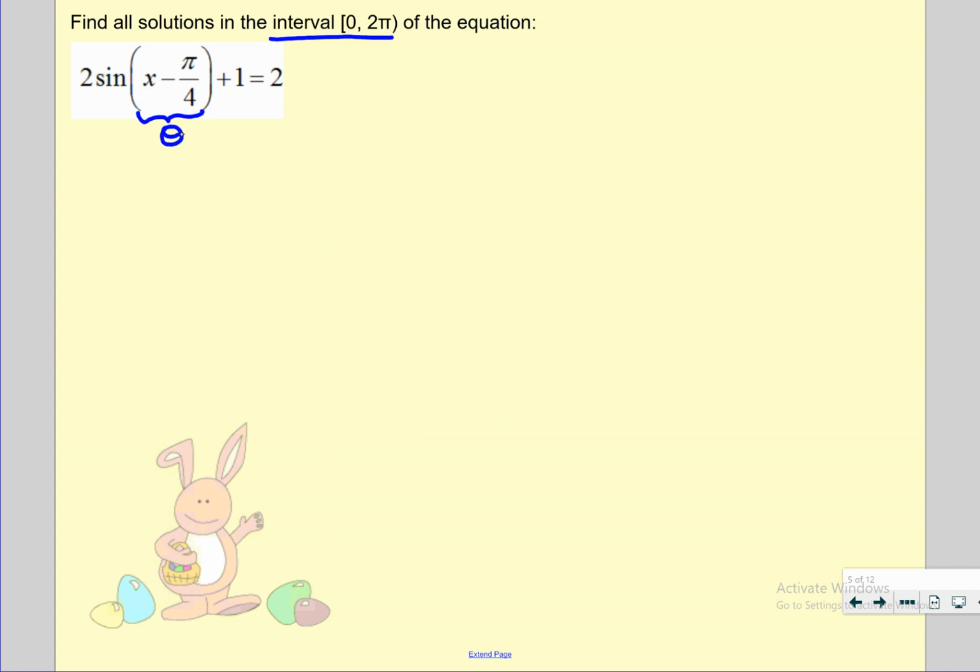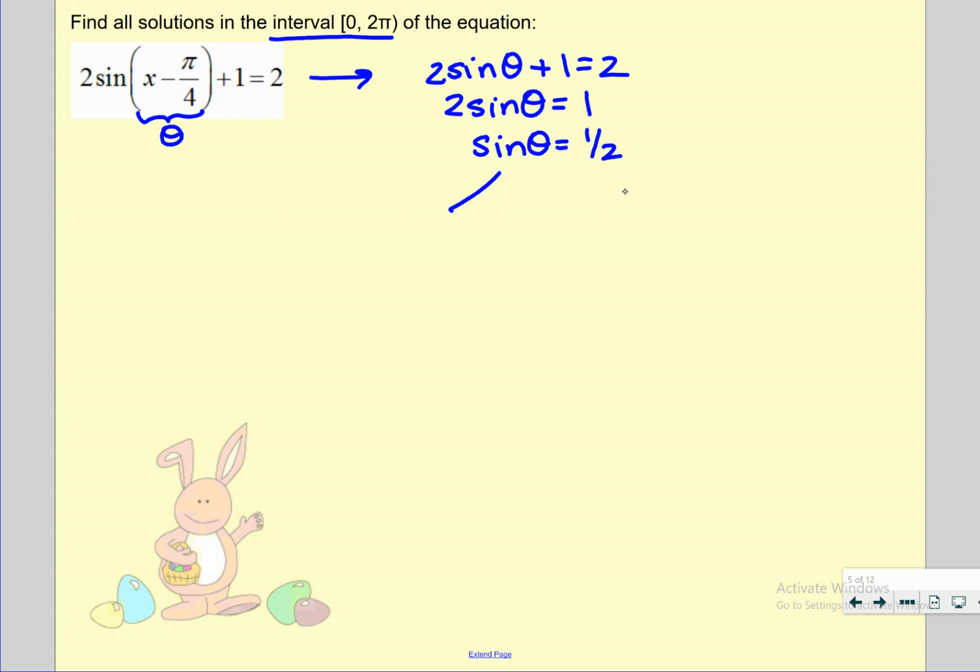I'm going to make that parentheses, that weird angle that I see, just a theta, okay? And I'm going to solve the simpler equation first. So 2 sine theta plus 1 equals 2. Okay, and this is one that we've just been practicing solving so far, okay? So I'm going to get sine alone. I'm going to subtract 1, and then I'm going to divide by 2. So a half. Okay, and then that's something that's on my unit circle, and there should be 2 of them.